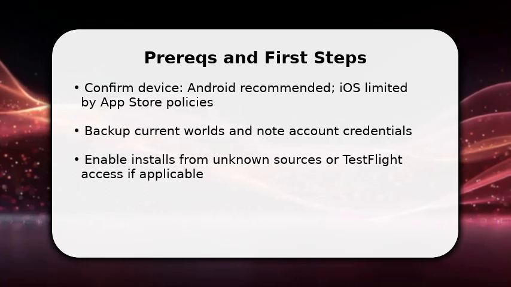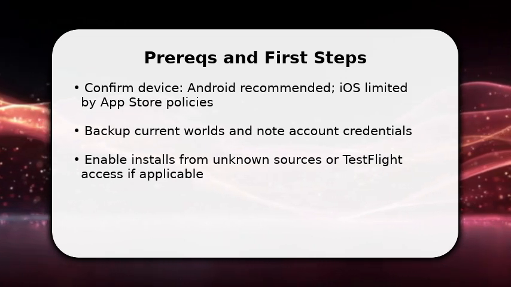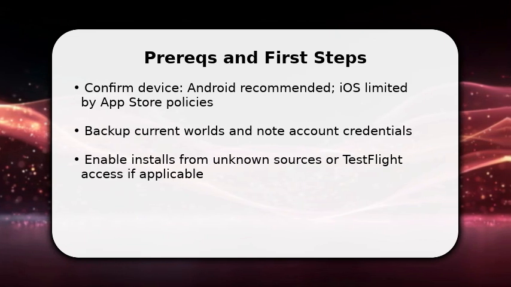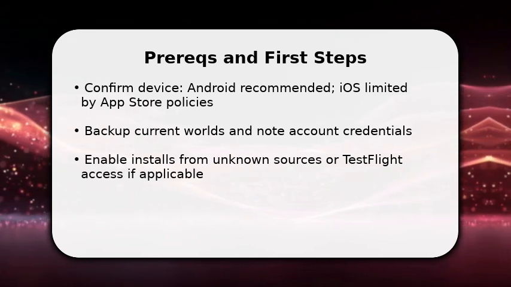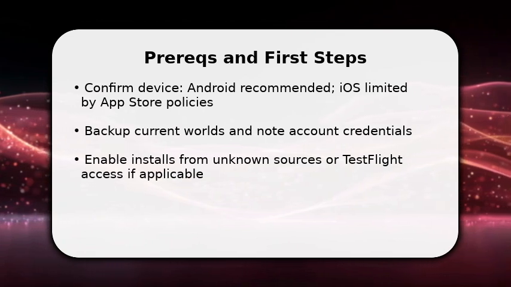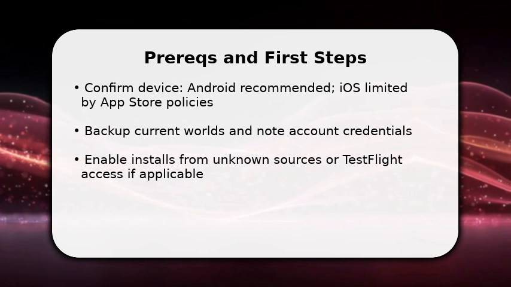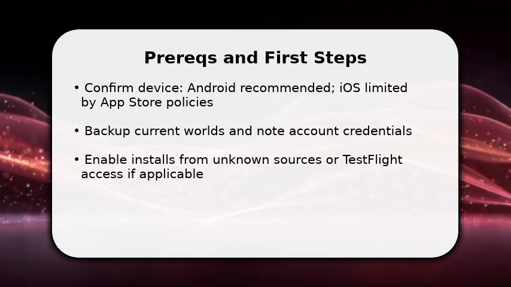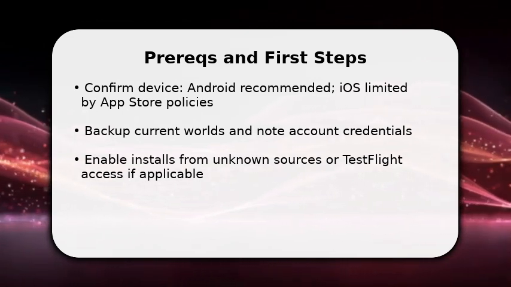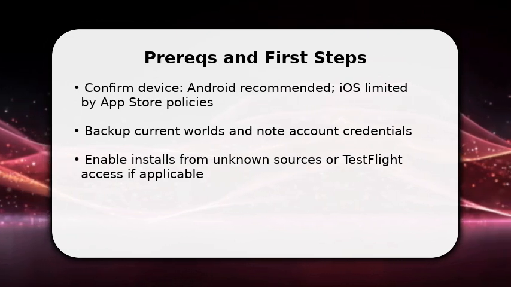You start by confirming your device and protecting your data. Backup worlds and sign into your Microsoft/Mojang account so saves sync. Once done, enable the required install method. On Android, allow installs from unknown sources for a sideload, or enable TestFlight on iOS if you have access. Make sure storage has 500 plus MB free for the snapshot and temporary files.